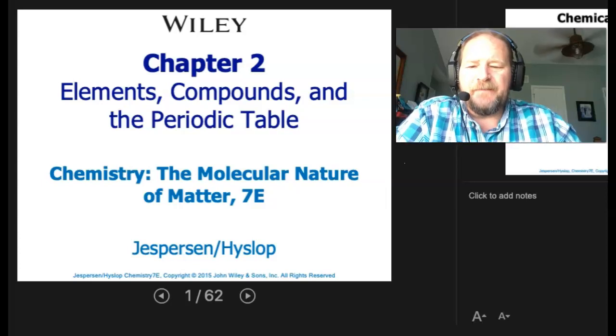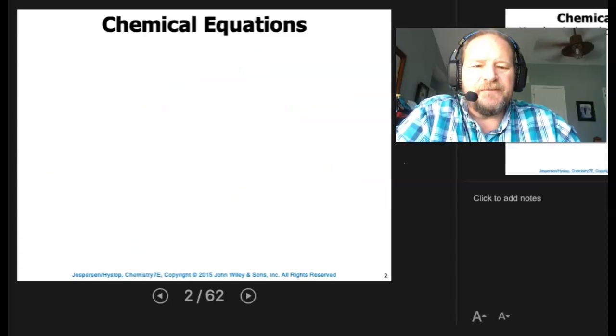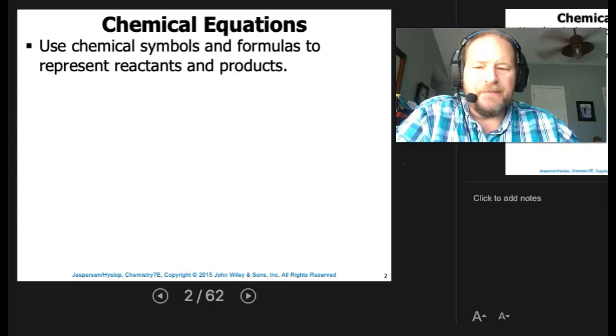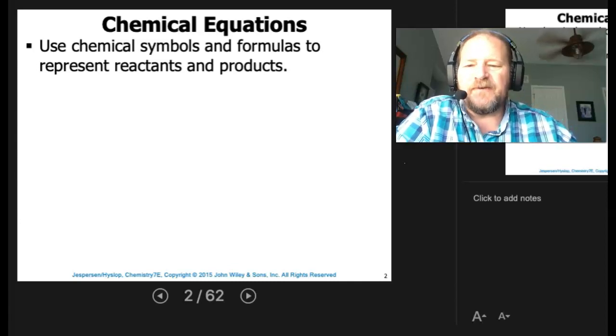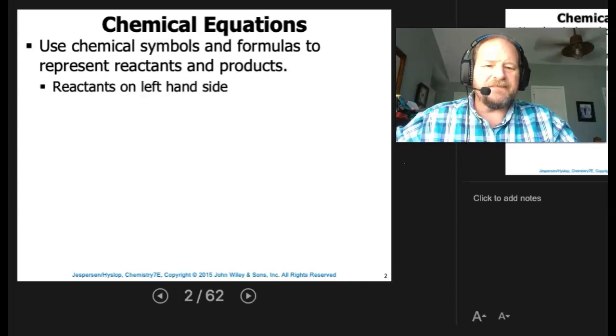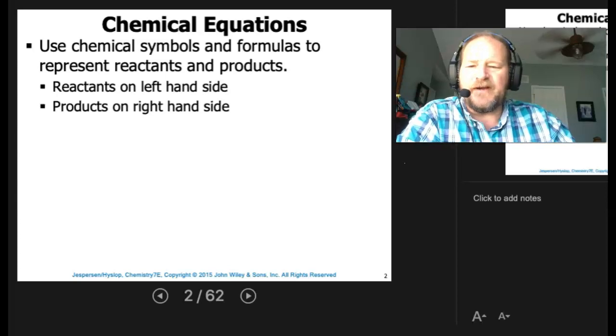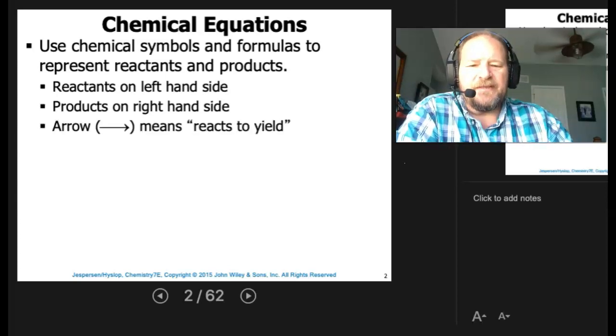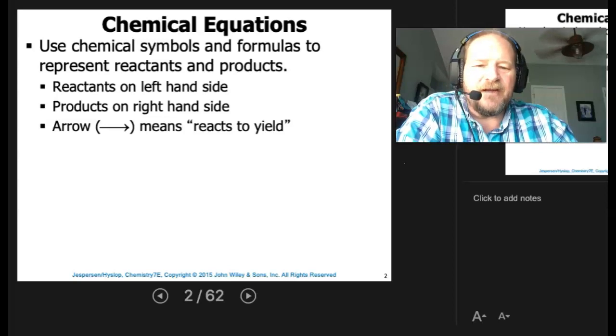All right, back for segment 3 for chapter 2. We're just starting chemical equations, and so of course we use chemical symbols and formulas to represent reactants and products. And so we know that the reactants are on the left side, the products are always on the right side. There's always an arrow in between that typically means reacts to yield. We'll also say produces, makes, things along those lines.